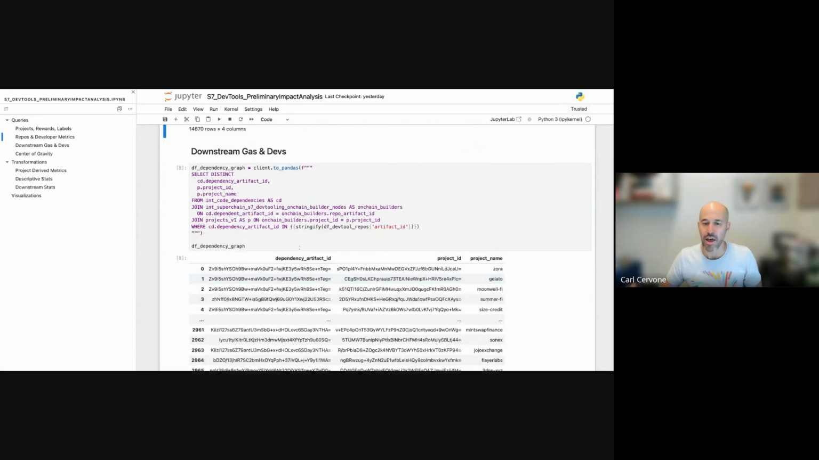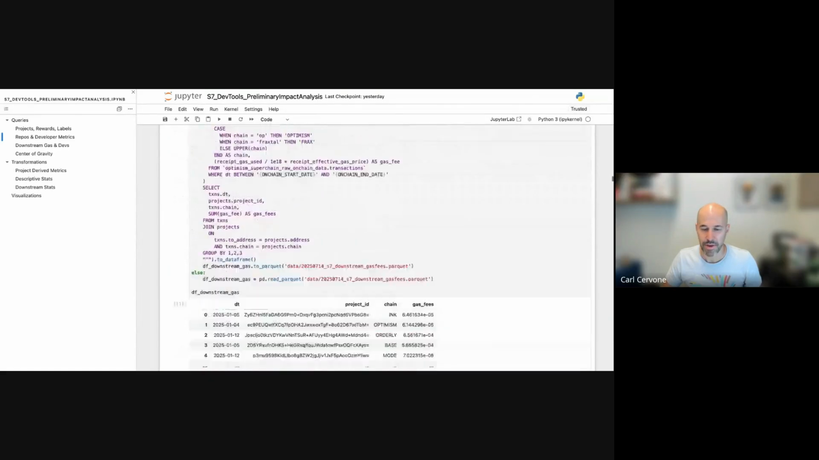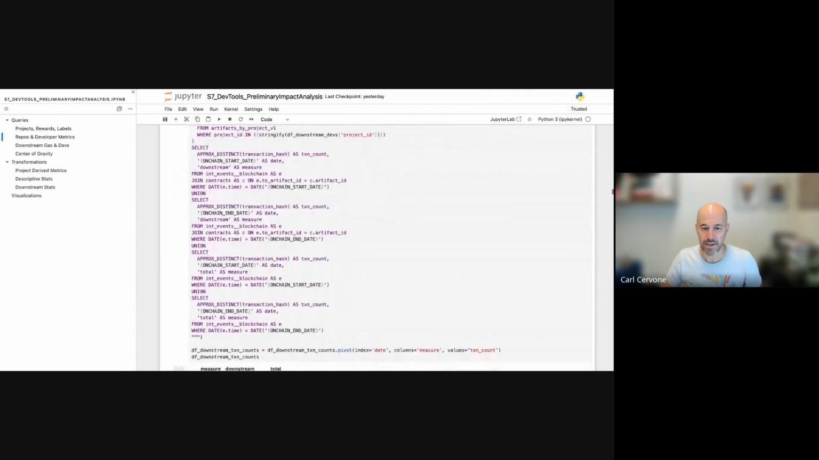I think the big thing that Optimism cares about, and this is a hard question to answer, is basically for a given dev tool, how many developers use that dev tool, and how much gas or other economic benefits are those developers bringing to the superchain? So we try and get at that here. I'll skip ahead to some of the more interesting analysis.